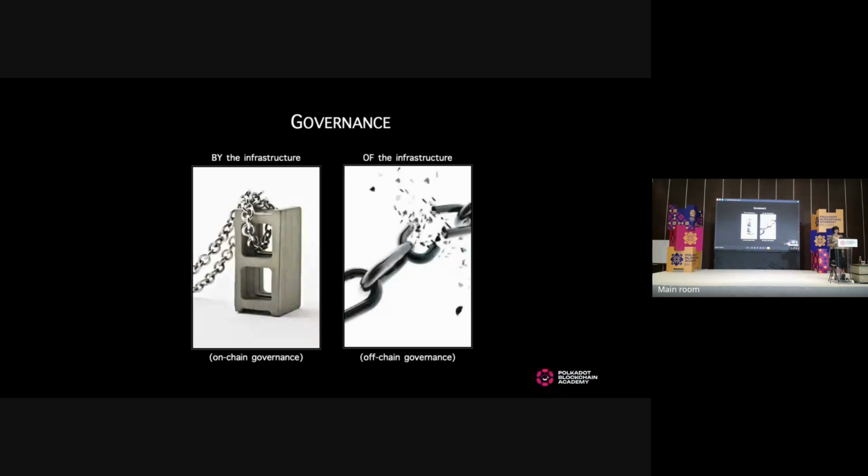So blockchain governance is generally distinguished between governance by the infrastructure, so using the technology as a tool of governance, which is usually referred to as on-chain governance, and governance of the infrastructure, which is how that infrastructure is governed by people, and this is what we usually define as off-chain governance.